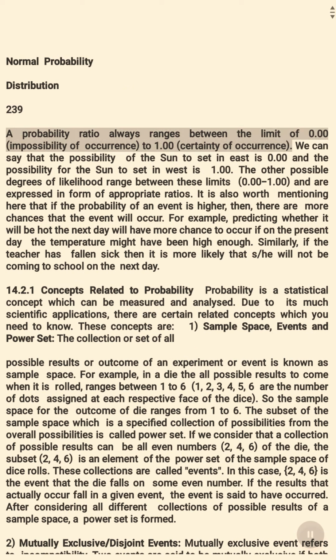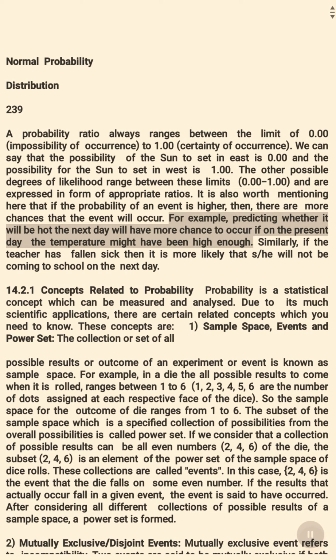A probability ratio always ranges between the limits of 0.00, impossibility of occurrence, to 1.00, certainty of occurrence. We can say that the possibility of the sun to set in the east is 0.00 and the possibility for the sun to set in the west is 1.00. The other possible degrees of likelihood range between these limits, 0.00 to 1.00, and are expressed in the form of appropriate ratios. It is also worth mentioning here that if the probability of an event is higher, then there are more chances that the event will occur.